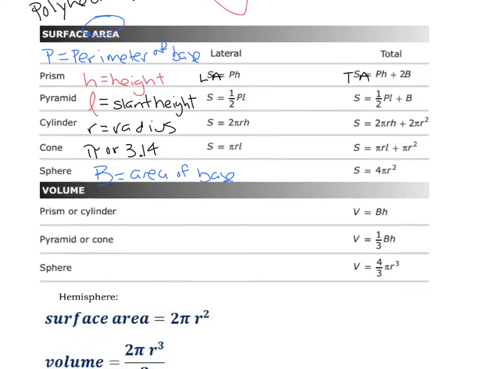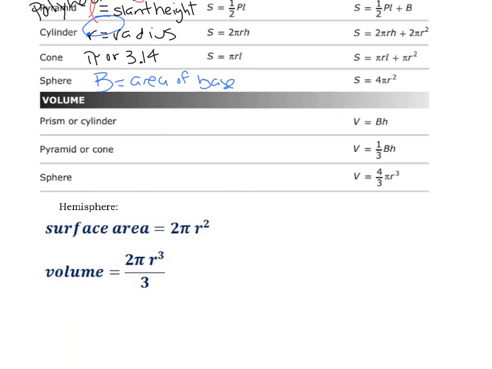You also need to add a hemisphere. Notice the sphere is the only shape here that does not have a lateral surface area, and that also applies to a hemisphere. A hemisphere is essentially half of a sphere, so neither one of them has a lateral surface area. They only have total surface area.